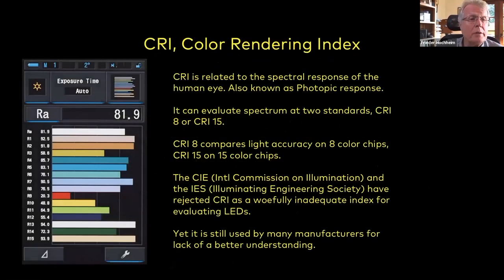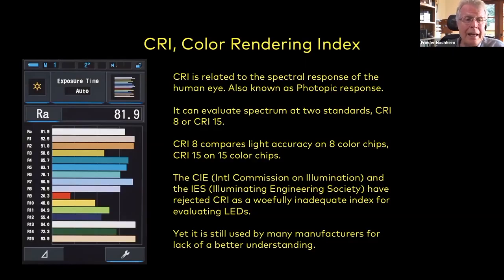To understand what these meters are, the information they're providing us, CRI is the one that gets bantered about the most, color rendering index. I think it started off in the late 30s, this measurement index, and it was related to the way the eye perceived the light. And so you either have CRI as an 8-chip or a 15-chip evaluation.